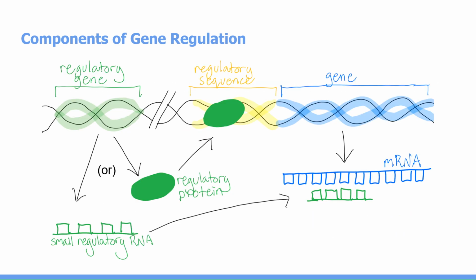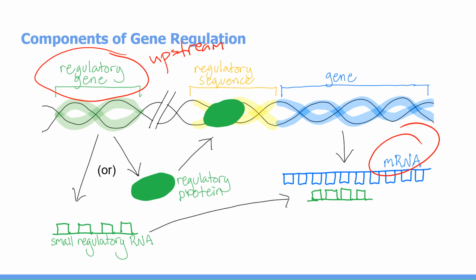I'm a very visual person, so seeing all these terms on the DNA itself really helps. Again, we see the regulatory sequence in yellow, and then the regulatory gene is located, and this is considered upstream of the regulatory sequence and the genes that code for the mRNA.